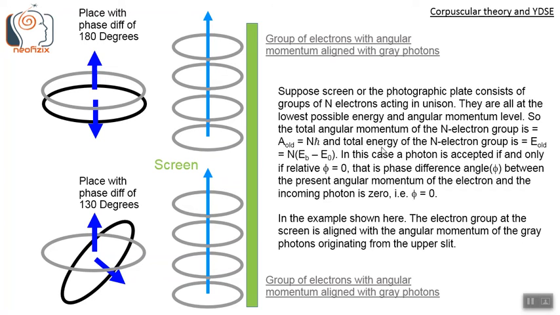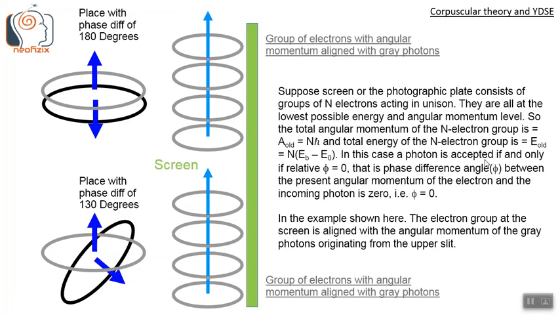So the total angular momentum of the n electron group is A old. That is what it possesses initially. A old is n h bar, because n is the number of electrons in the group and h bar is the angular momentum of each electron. So A old is n h bar, and the total energy of the n electron group is E old equals n times (Eb minus E naught). This is the lowest energy. So the total energy of this n electron system is n into (Eb minus E naught).